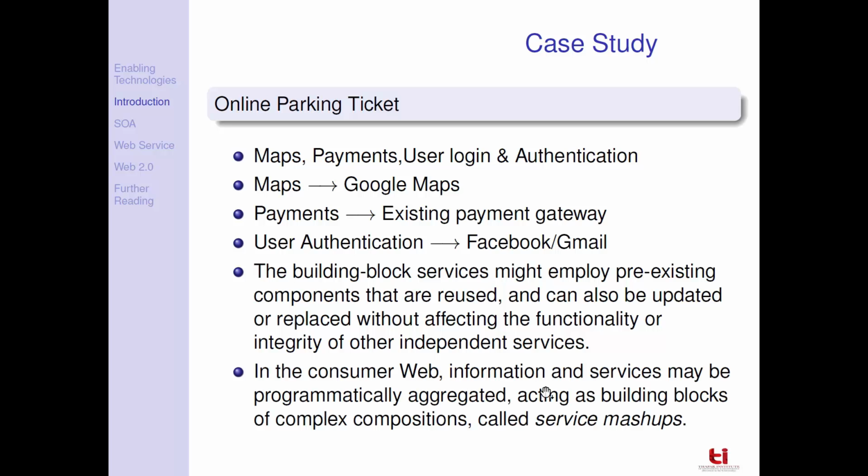So in consumer web, information and services may be programmatically aggregated, acting as building block of complex composition called service mashup. So mashup is like some kind of combination. So here what has been done is, instead of writing the code, many services have been taken and they have combined to come up with a new service. So this is much more convenient and much more scalable way of doing the things.